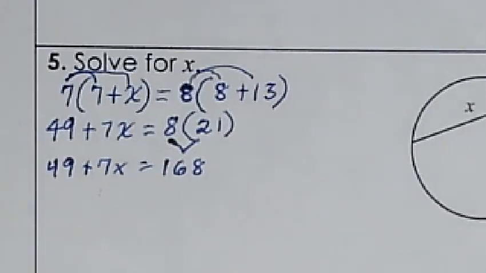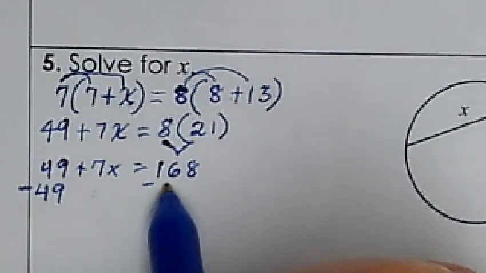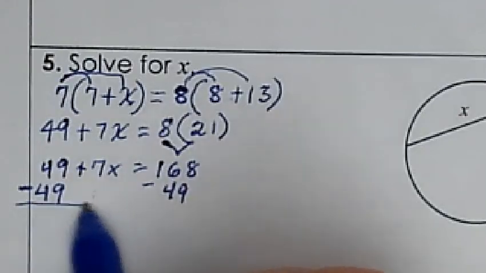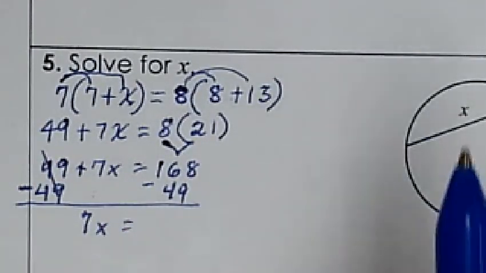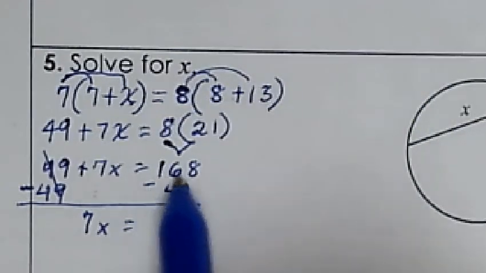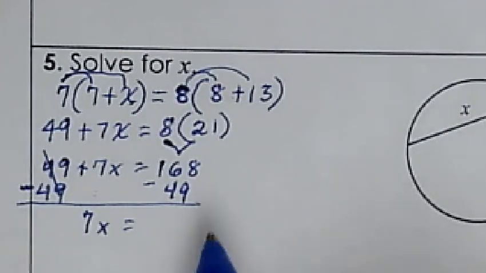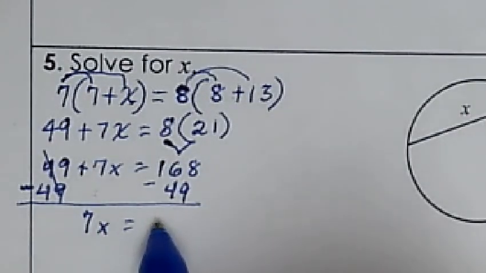So then, if we just subtract 49 from both sides, 7x equals 168 minus 49, which is 119. And divide by 7? 17. Gorgeous.